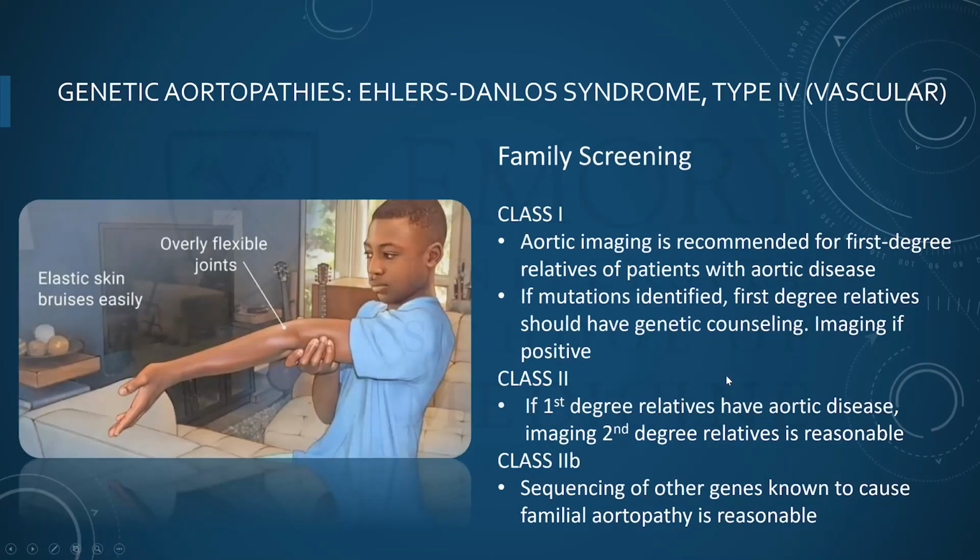Screening, I'll touch on very quickly. There are published recommendations on screening, and the class 1 indications I'll discuss. Aortic imaging in Ehlers-Danlos type 4 is recommended in all first-degree relatives of patients with aortic disease. And if mutations are identified, those first-degree relatives should have genetic counseling done.